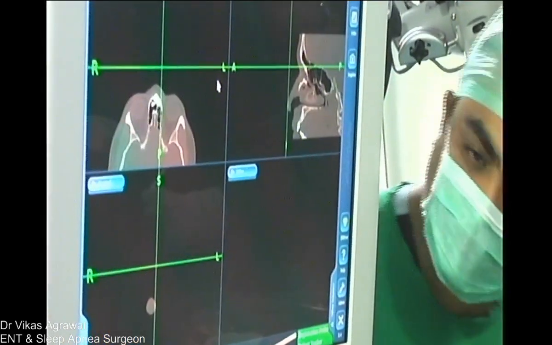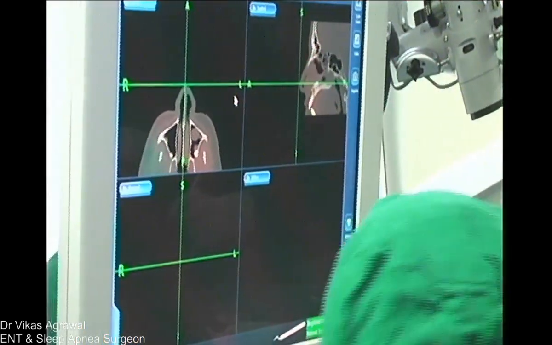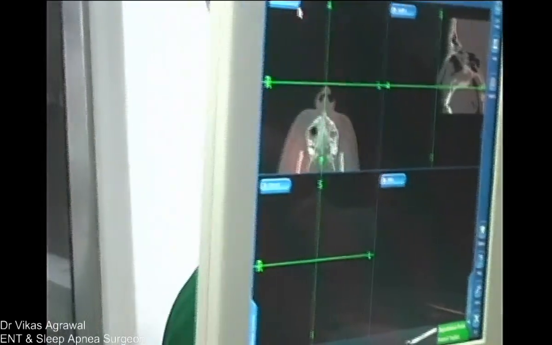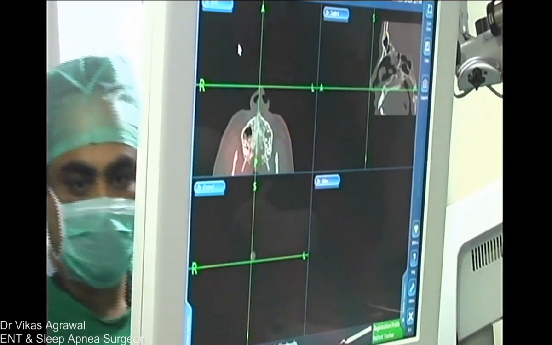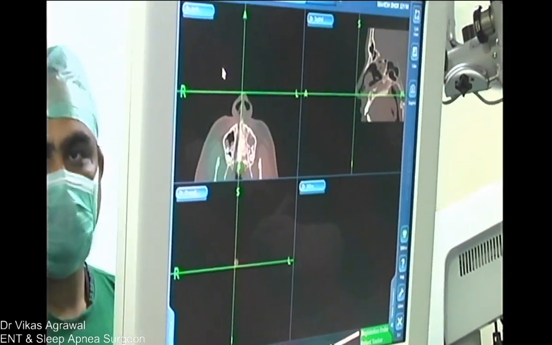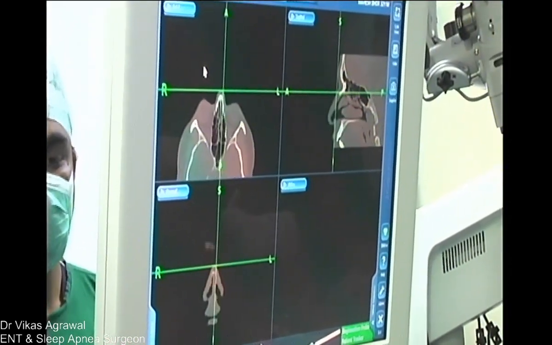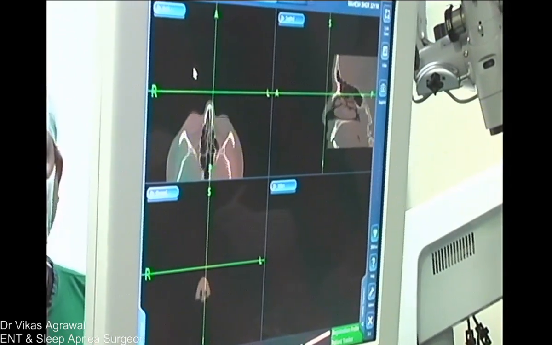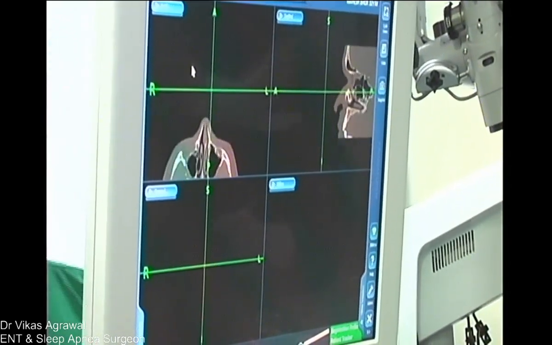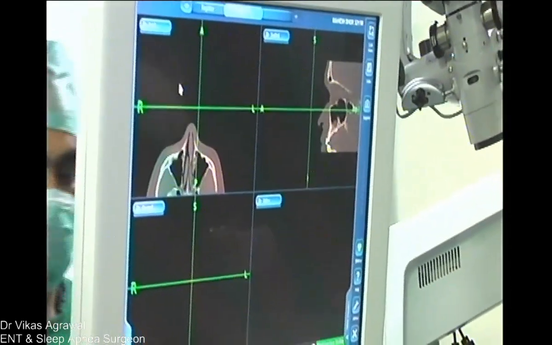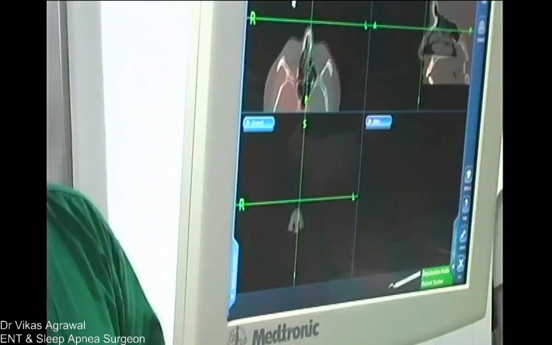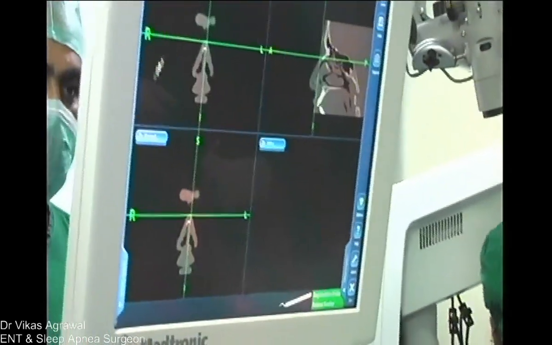I go to next. Now we are getting all the windows. Now this is the sagittal, axial and coronal, all the views. Okay, it's alright. Change the window. Now what we'll do is we'll just take the coronal on the top because that's the most common one I'm going to show.